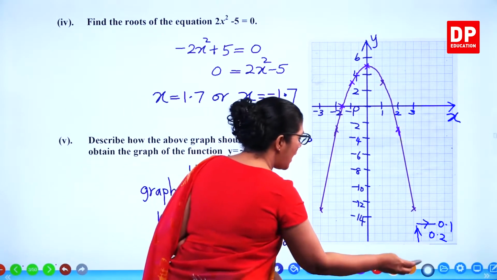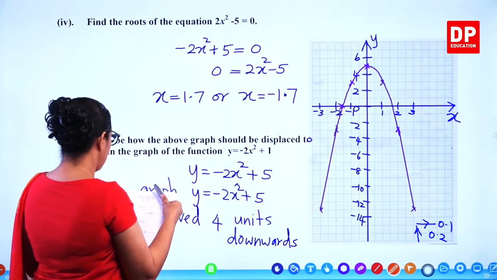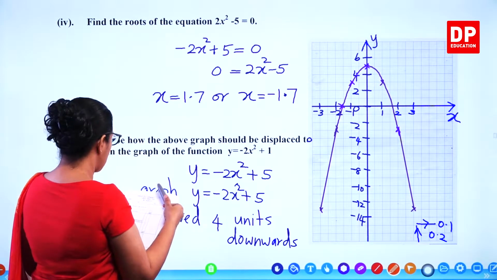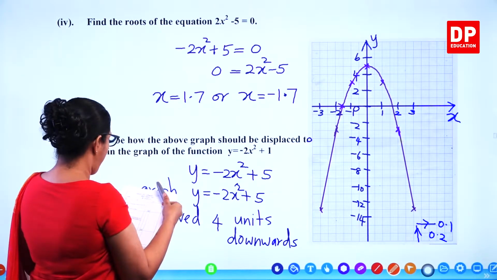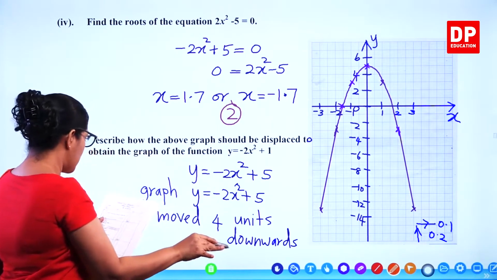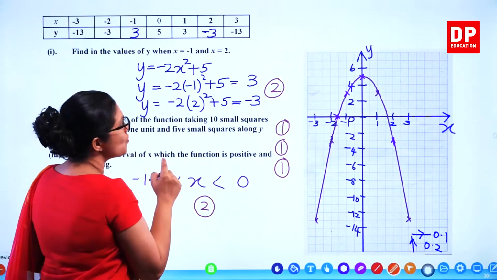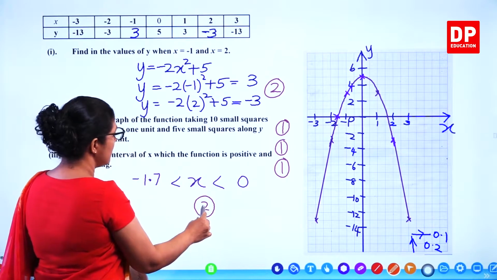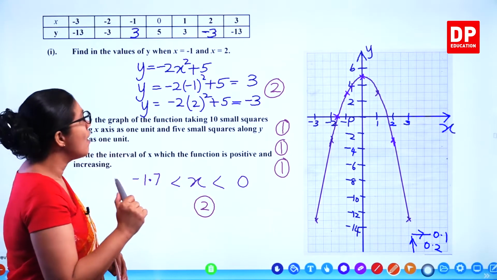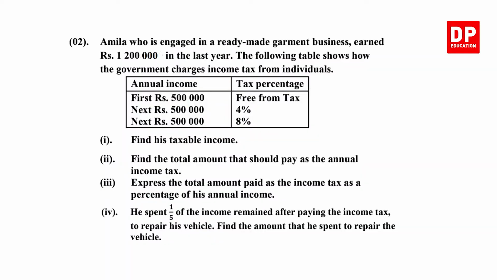So how many marks for that? This step you are getting 2 marks for writing down the answers, and here 4 units down, just 1 mark. So 3, and the previous one you get 2, 3, 4, 5, 6, 7. So 7 and 3, altogether 10 marks for the first question. Let's do question number 2.